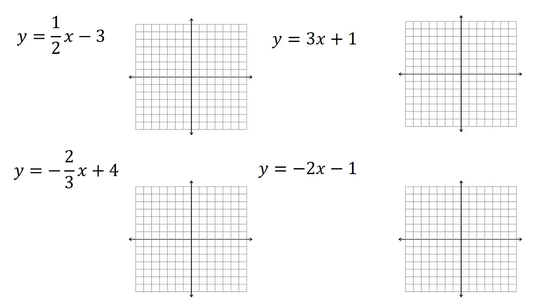So this first one, y equals 1/2 x minus 3. The y-intercept is -3. That's the b of my expression. So I'm going to put a dot at (0, -3), and that's where I'm going to begin my graph. For y equals 3x plus 1, 1 is my b, so I'm going to put a dot at (0, 1). For y equals -2/3 x plus 4, positive 4 is my b, so I'm going to put a dot at (0, 4). And for y equals -2x minus 1, -1 is my b, so I'm going to put a dot at (0, -1).